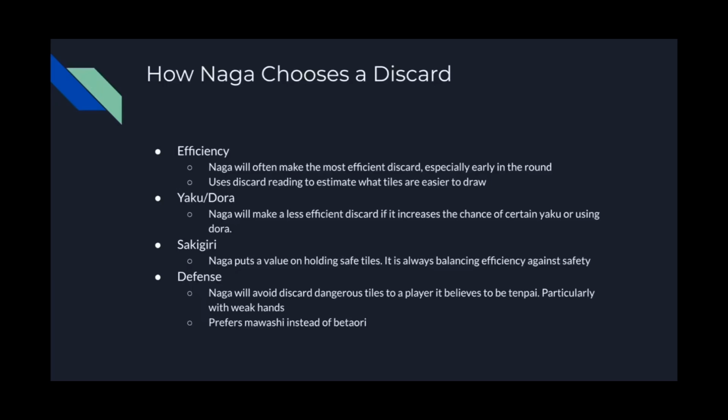And I have these ranked in a way so that at the top here is efficiency. This should always be the first thing you think about when choosing a discard: what is going to be the most efficient discard in the spot? What gives me the best chance of winning the hand? And that should be your default choice. And then we can look at these other things and maybe that'll change your choice, but especially early on in a round, you're going to just want to make the most efficient discard.